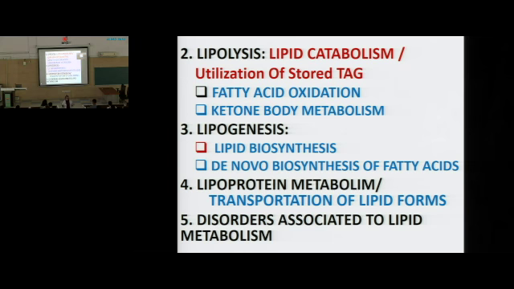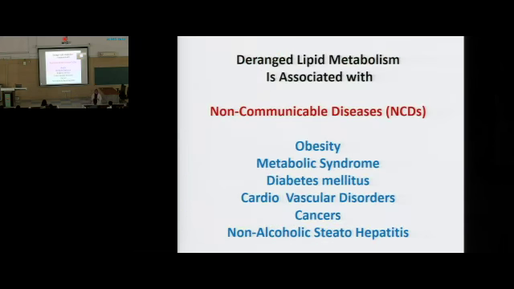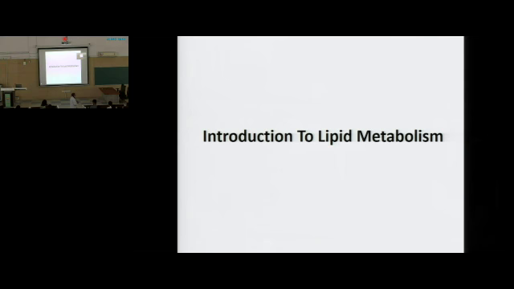And the transport of lipid. Who are the carriers of lipid? Lipoproteins. So we are going to study lipoprotein metabolism, and finally the disorders associated with all these conditions. This, in short, is what this chapter will deal with. During this chapter we are going to justify that if lipid metabolism is deranged, it will lead to non-communicable disorders. And if it is normal, we can prevent, control and regulate these non-communicable disorders. So this is lipid metabolism in health and disease.